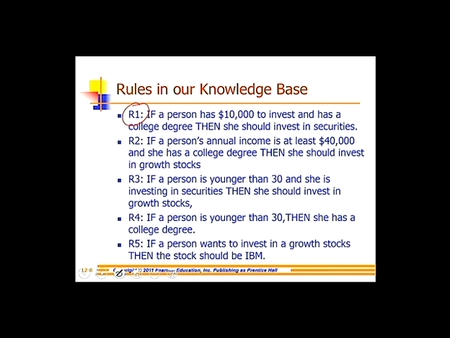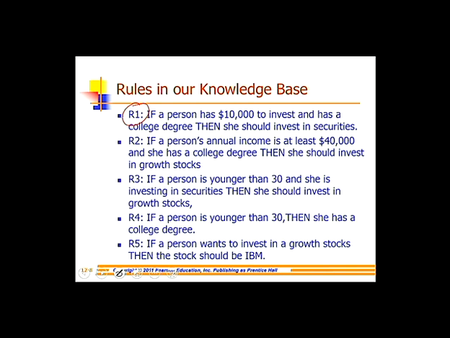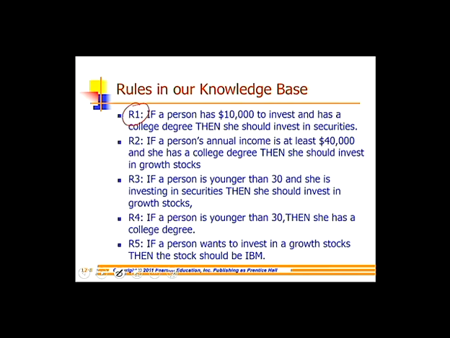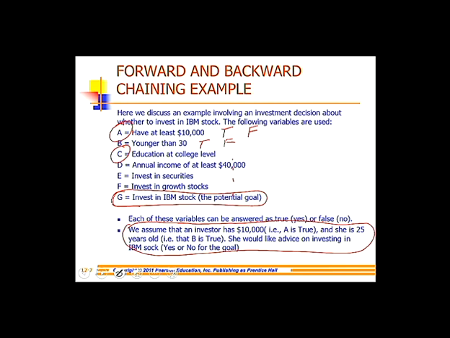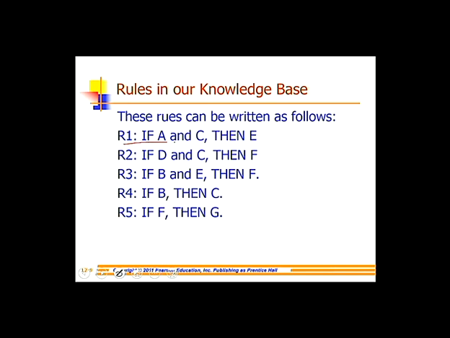If a person has $10,000 and has a college degree. So if I take you back, having $10,000 means A. So if A is true and a college degree, which means C, so if A is true and C is true, then she should invest in securities. It means E is true, right? So if A is true and C is true, then E is true. In the next slide, this rule is written as, if A and C, then E. It means if A is true and C is true, then E is true.